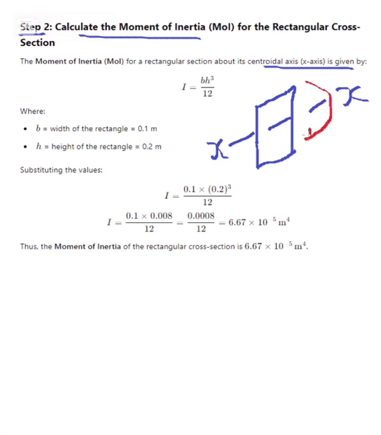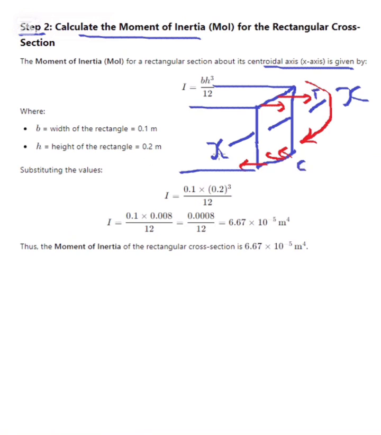M equal to F into L is the moment. So here there will be tensile stresses, and this fiber will have compressive stresses. This is the beam cross sectional area, right? So the top fibers will have tensile stress, and the bottom will have compressive stress.